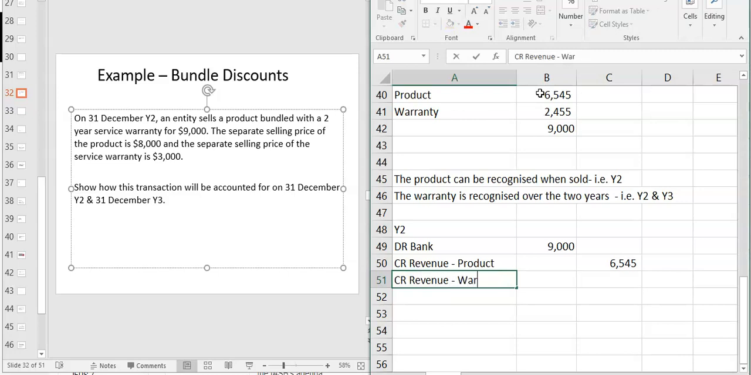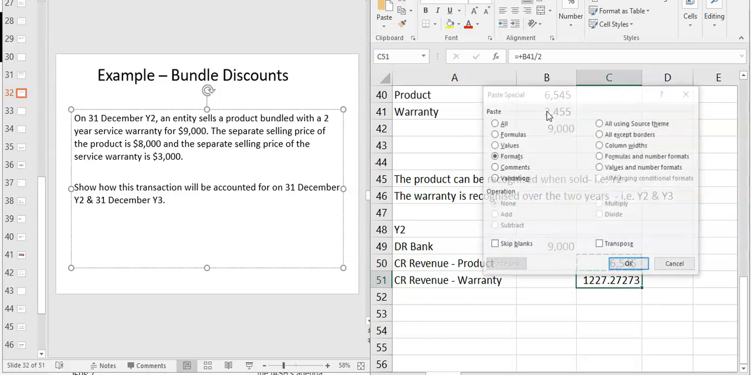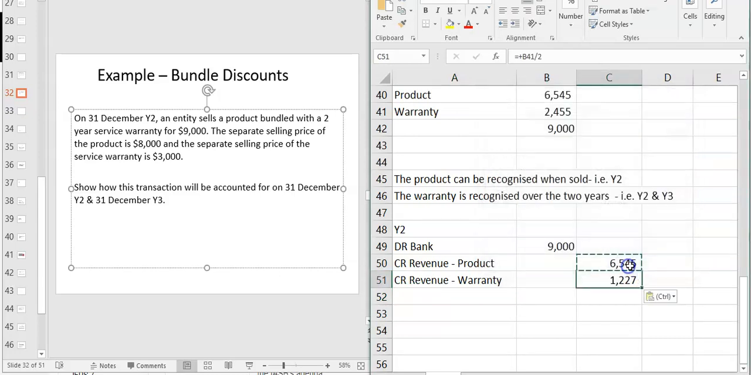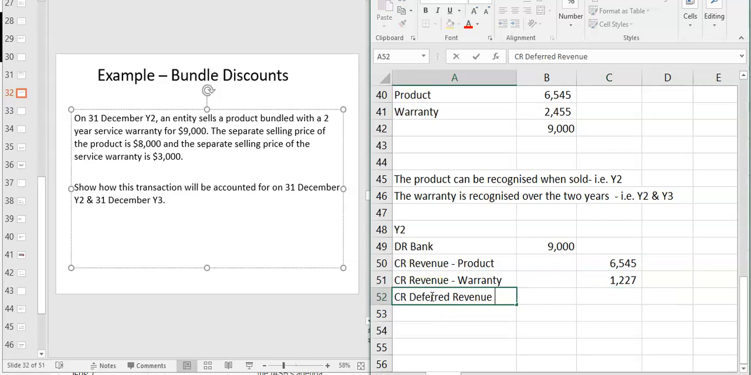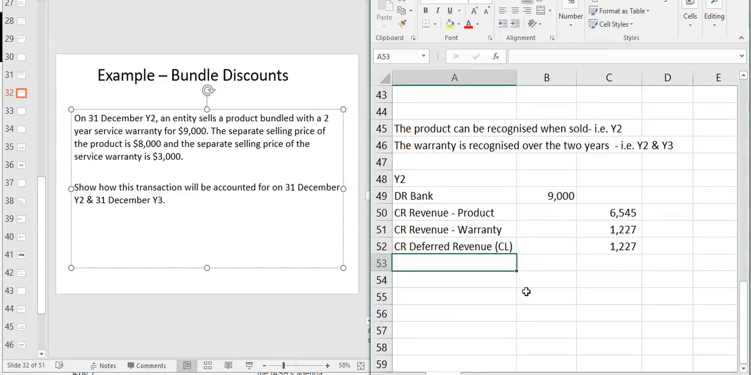for the warranty. Be careful, 2455 divided by 2. Why? Divide by 2 because it's over 2 years. 1 year is year 2, the other year is year 3. And what you're going to do, the last one, credit deferred income or deferred revenue, and that will be a current liability. To say you have been paid for it, but you have not received it yet, another 1227. Now, there's a bit of rounding there, but that's fine.